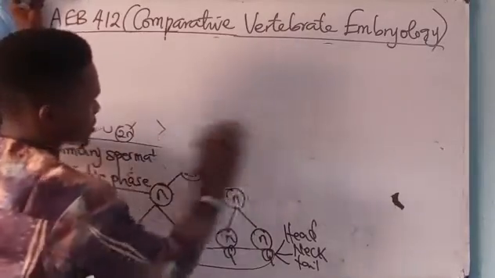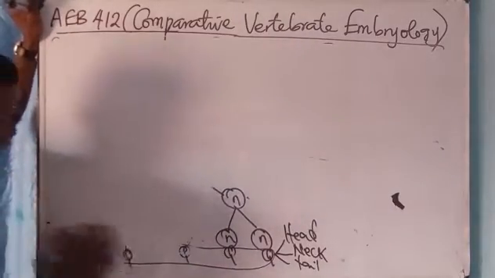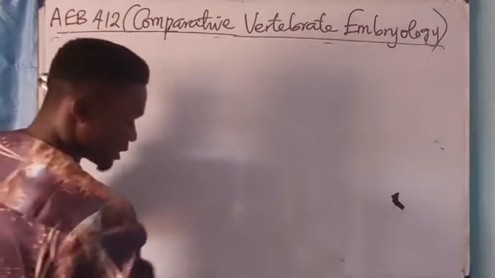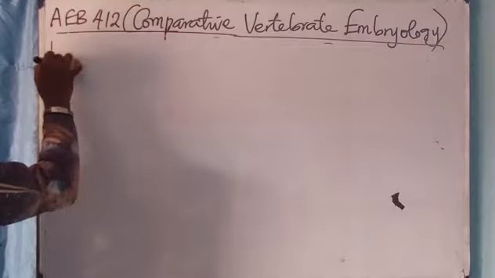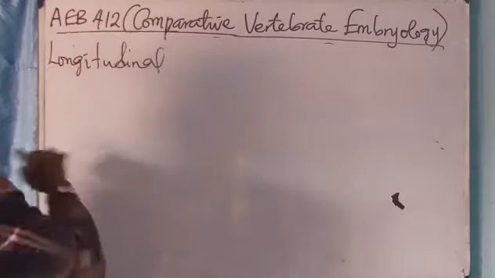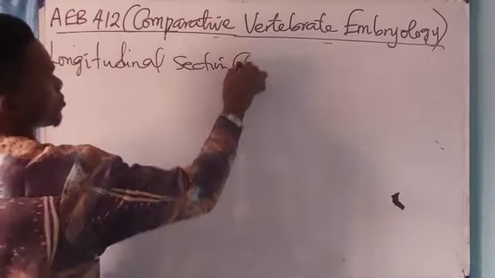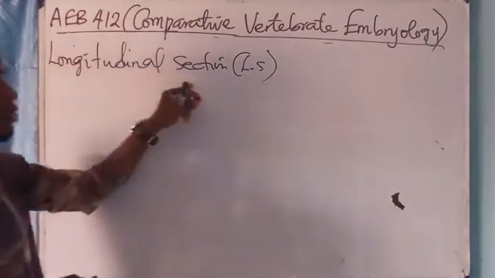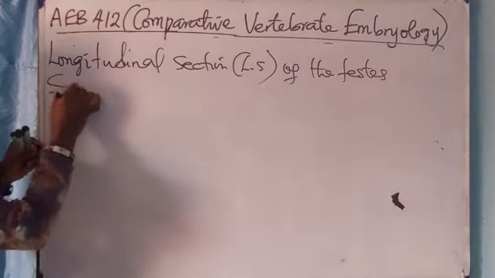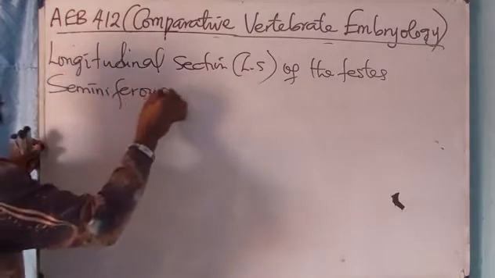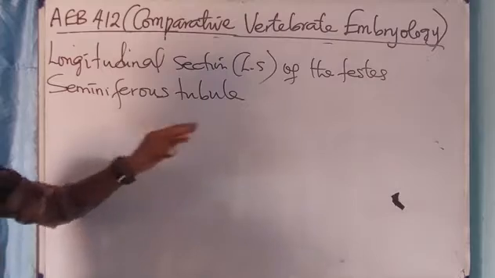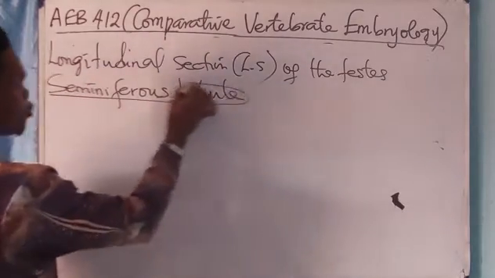Now I told you that spermatogenesis, which means the formation of the sperm, occurs in the seminiferous tubules of the testes. Now please take notes. The longitudinal section of the testes shows the seminiferous tubules, numerous seminiferous tubules.